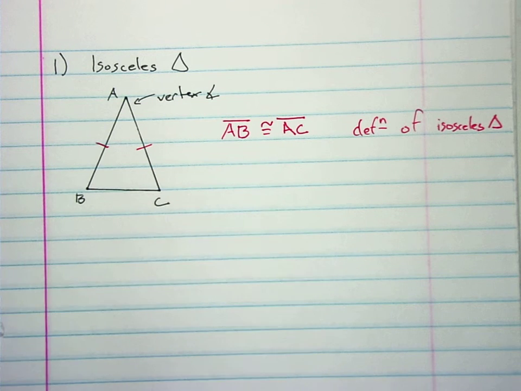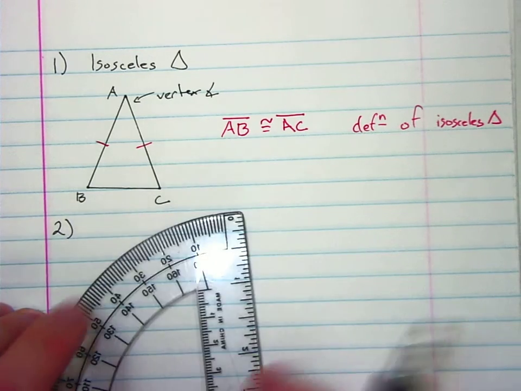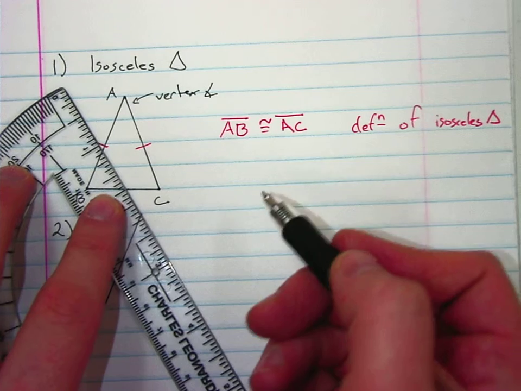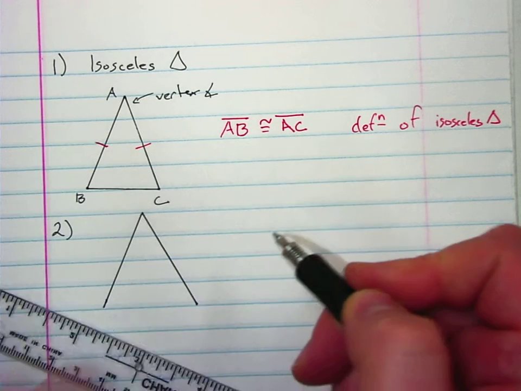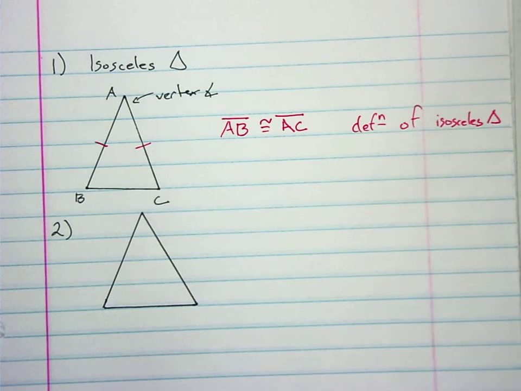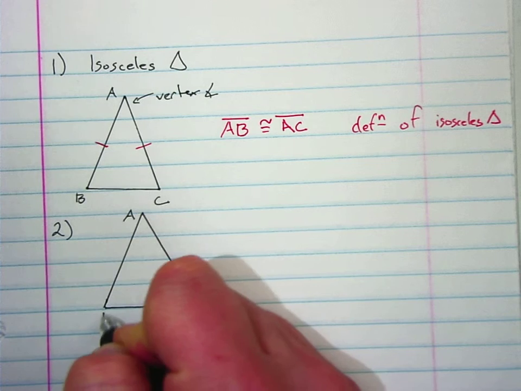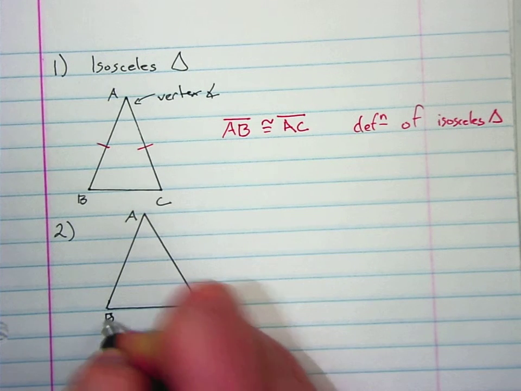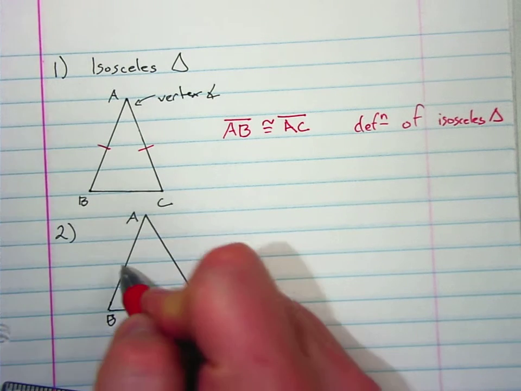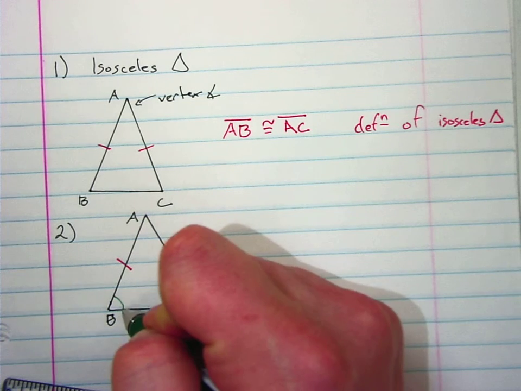Number 2 is very closely related. If I have number 1, or if I have two sides congruent, and remember the orientation does not matter. This triangle could be upside down, sideways. BC is not the base because it's horizontal. BC is the base because B and C are the base angles. And what that means is if I know AB and AC are the same, what I can say is that angle B is congruent to angle C.